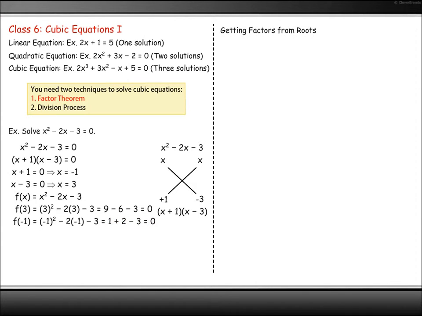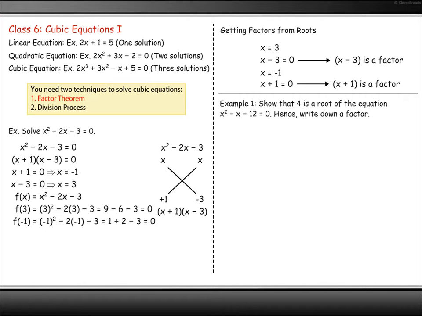Next, you are going to get factors from roots. If x equals 3 is a root, what is the factor? Now you are working backwards. Therefore, x minus 3 equals 0. This means x minus 3 is a factor. Similarly, x equals minus 1 is a root. What is a factor? X plus 1 equals 0. Therefore, x plus 1 is a factor.